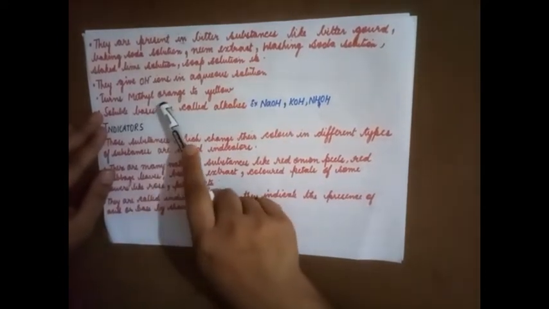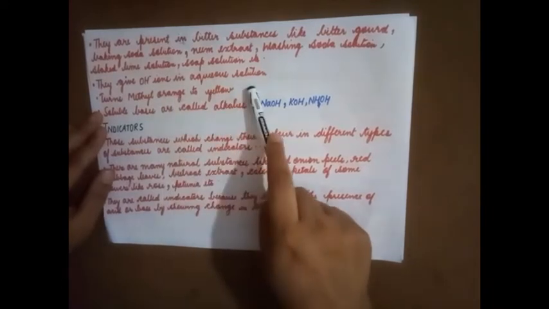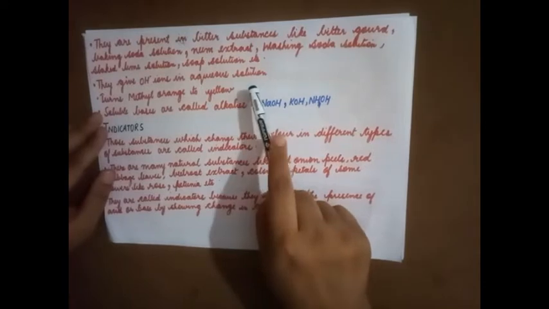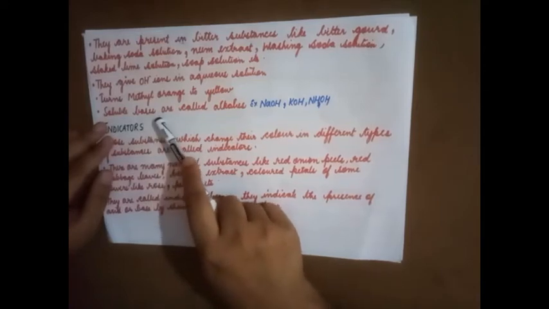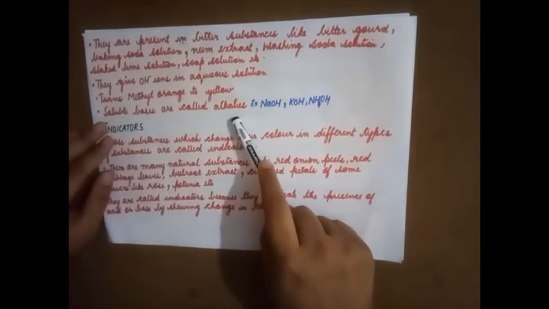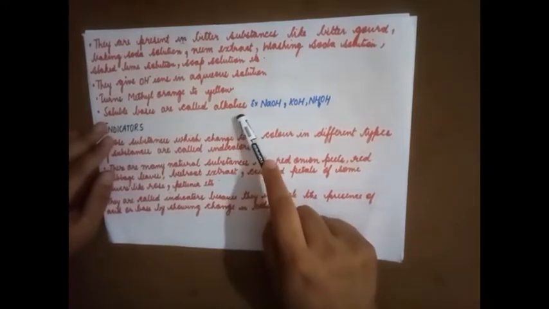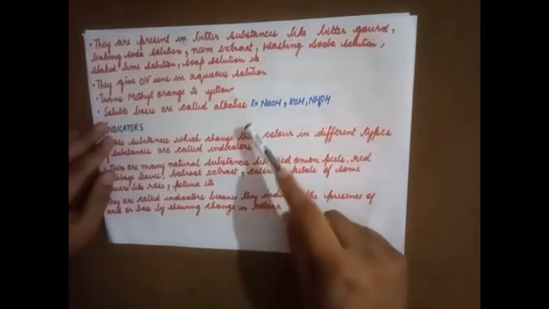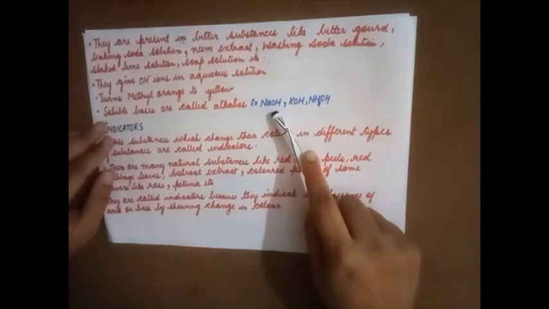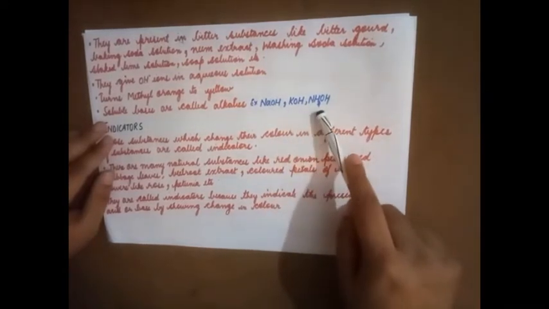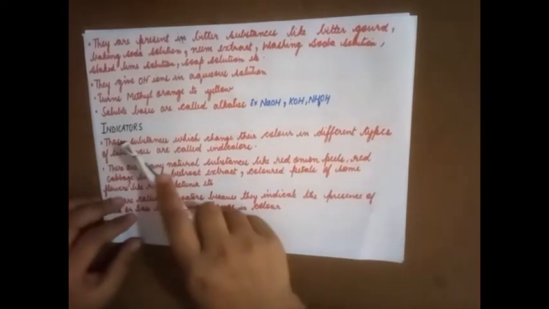It turns methyl orange indicator to yellow. If the solution turns yellow, it means it is a base. Soluble bases. Now, bases that are soluble are called alkalis. Please remember what is an alkali. It's important. Few of the examples of bases are sodium hydroxide, potassium hydroxide and ammonium hydroxide.